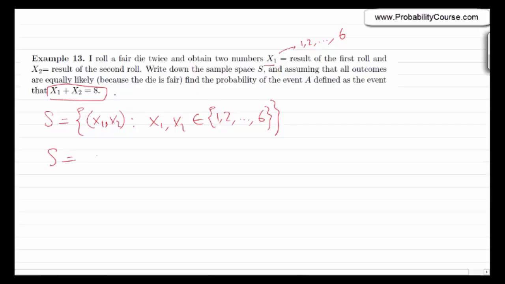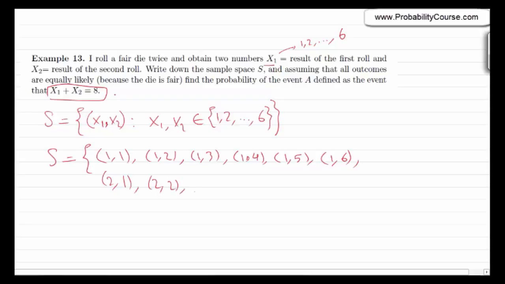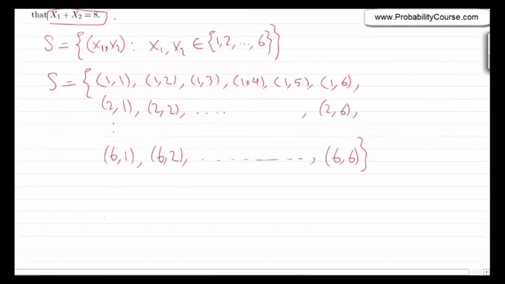So specifically, let's write down S. It could be the case that we get 1 and 1, we might get 1 and 2, and either 2 and 1, 2, 2, up to 2, 6, and up to 6, 6. So I'm just listing all the possibilities, 1, 1 up to 6, 6. If you count all of these, you will find that there are 36 elements in S. So the total number of elements in this sample space is equal to 36.